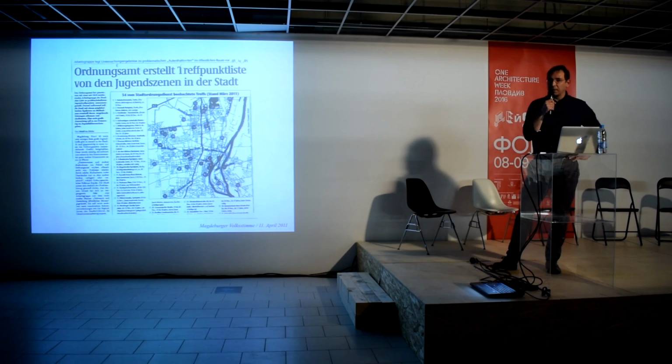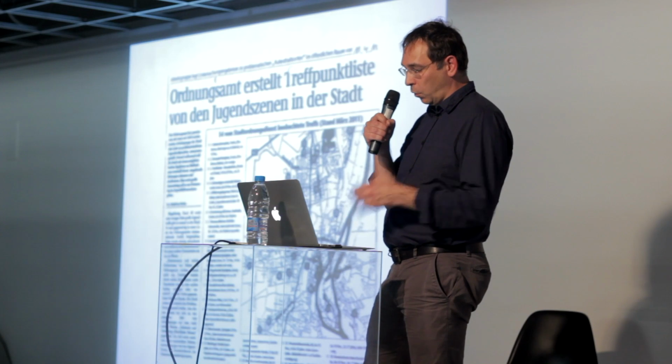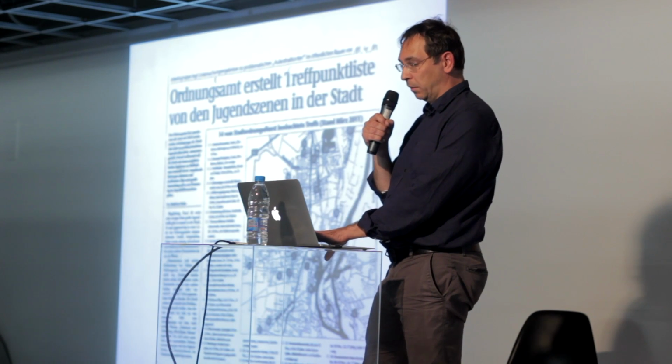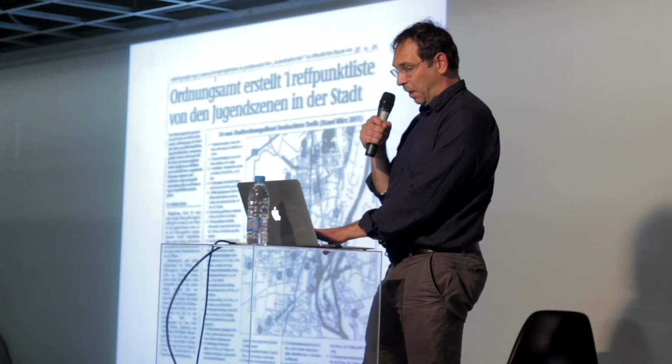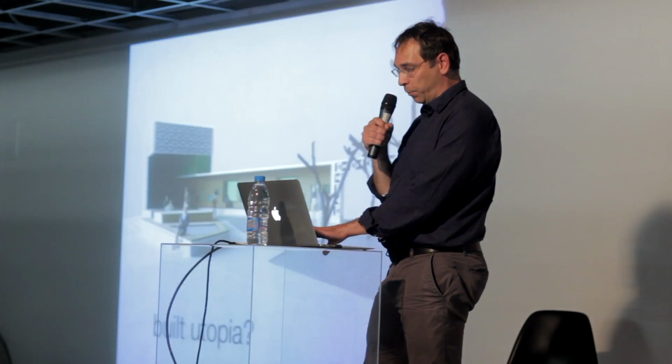But what we can see in this kind of shrinking context is that there are also social disruptions. This is a map from the local newspaper where they mapped 30 spots like this. So there is obviously a problem in the local policy, the youth policy, which was a bad thing for our project.